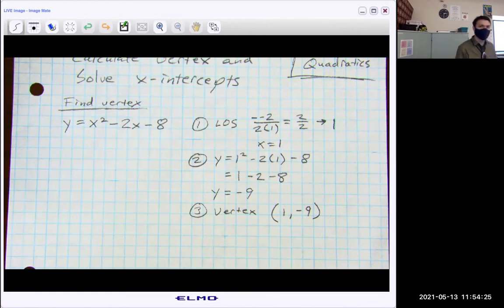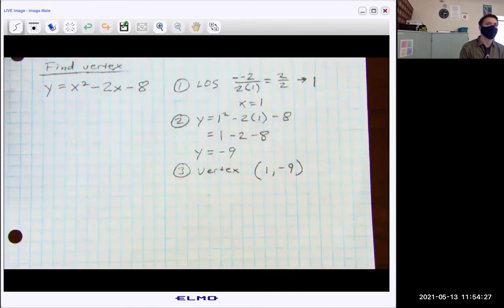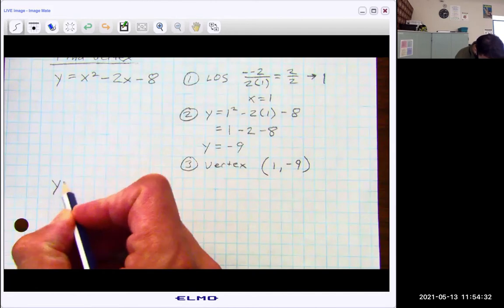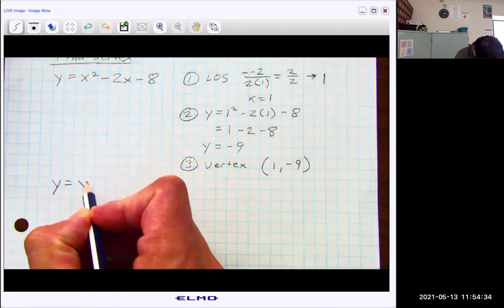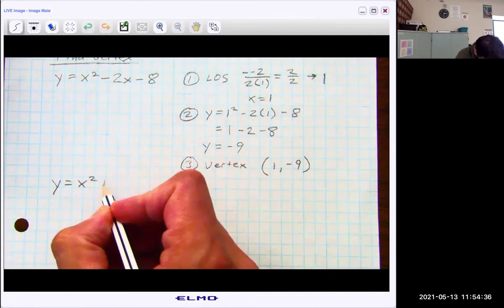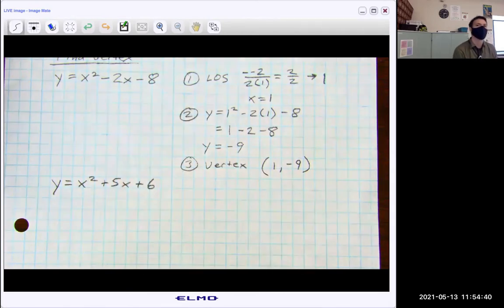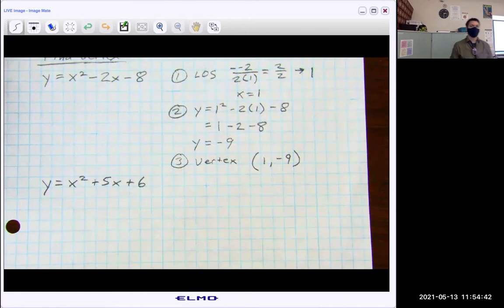All right, let's try one together. You'll tell me how to do it. Y equals x squared plus 5x plus 6. We want to find the vertex. And you're going to do this in your homework, actually. On your homework, you're going to have some problems. It's going to say find the vertex. So someone in person, tell me, what do we do first? What's your first step? What are you going to do?